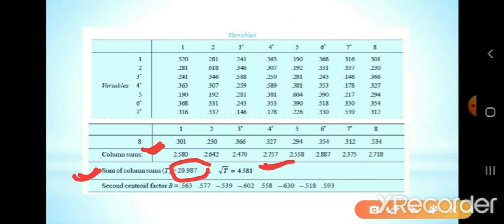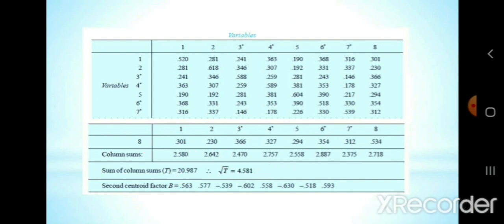column sum, which comes out to be 4.581. So by dividing each column sum by this square root of total column sum we will get the second centroid or loading factor.